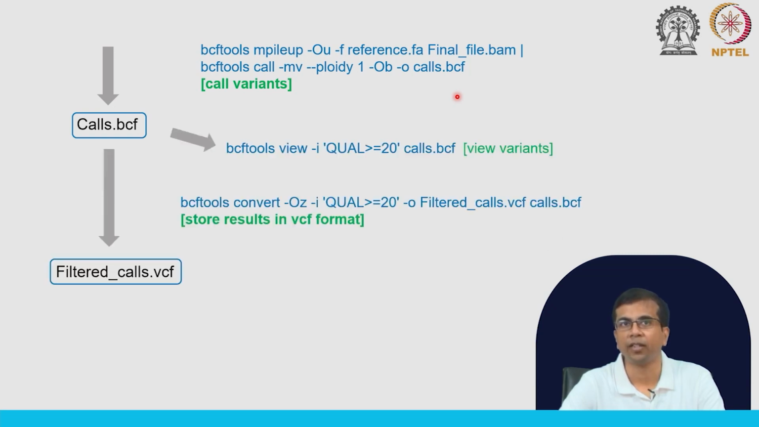Okay. And we can see these BCF files, and we can also filter out some of these variants using this quality argument, right. We want high quality variants. So, we can use this argument QUAL greater than or equal to 20. And then finally, we stored the results using this BCFtools convert option, and from this calls.bcf file we stored this filtered_calls.vcf in VCF format, and this is the final file. And we actually had a look into that file, what this file contains, etc.